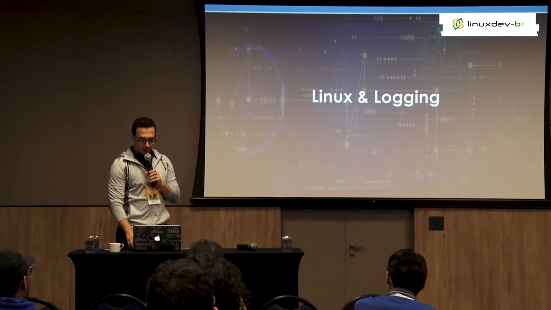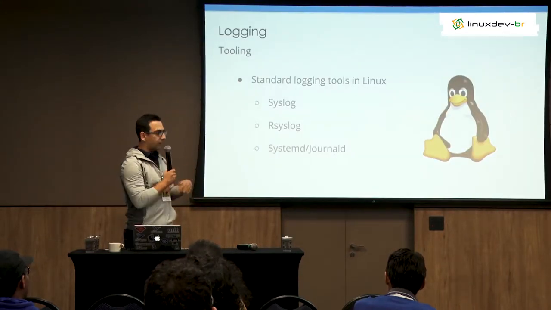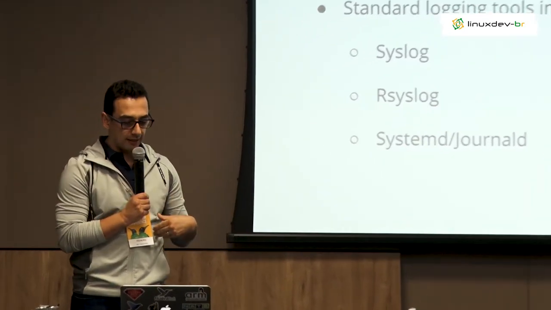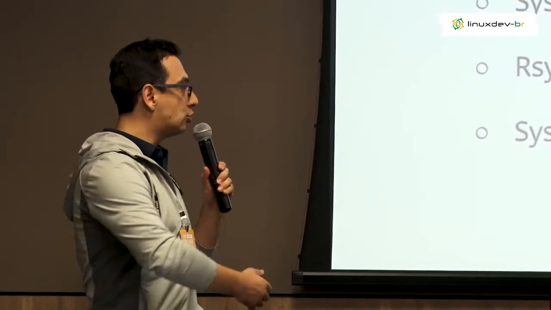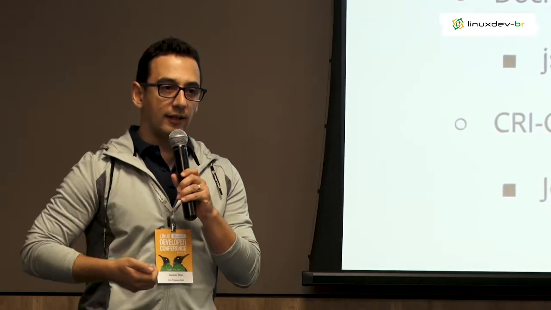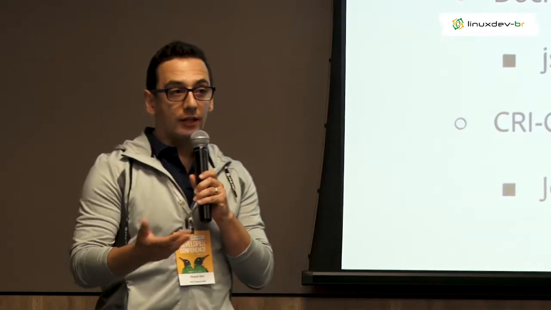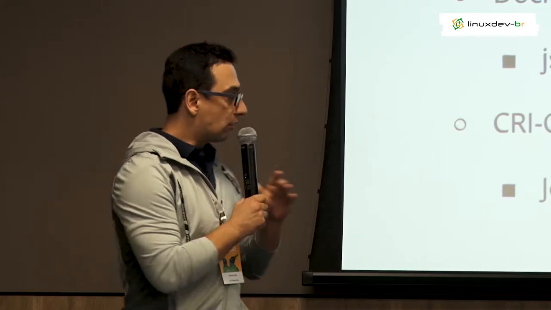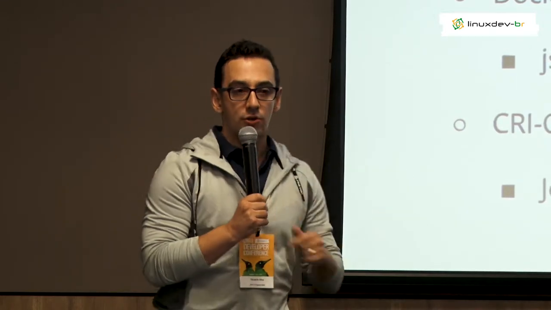So Linux and logging. When we talk about logging, we think about specific tooling, like syslog or systemd and journald. That's how we think about this from a tooling perspective. Now, if we think about how this is deployed in different scenarios, like containerized environments, we have some kind of runtime for containers, and those containers need some way to handle logging. For example, in Docker, with your Docker engine, you can handle logging with JSON log files, or through syslog, or journald, or many interfaces. CRI-O is pretty similar, but only supports journald.